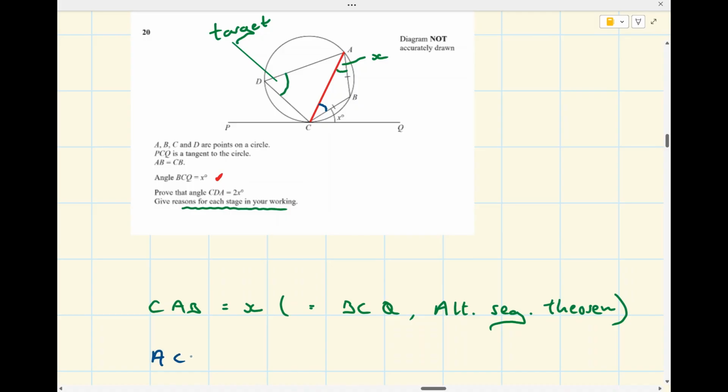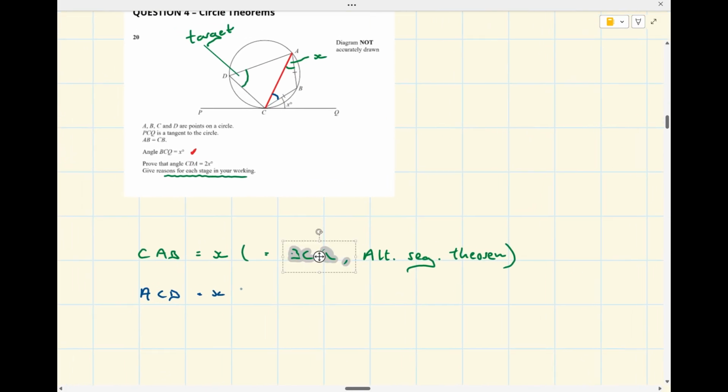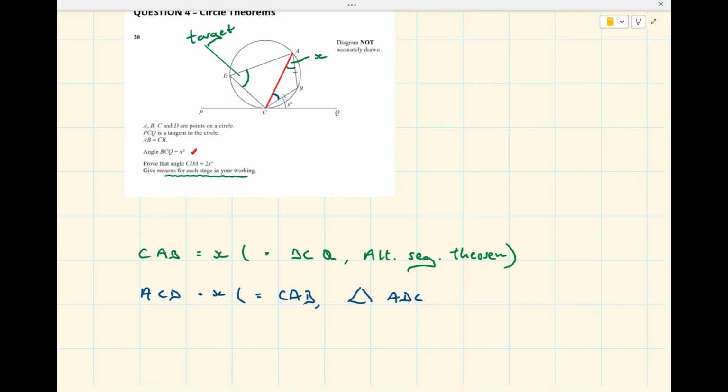ACB equals x, because it equals CAB, because triangle ABC is isosceles. Good.